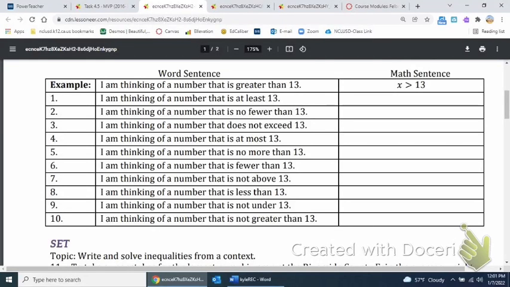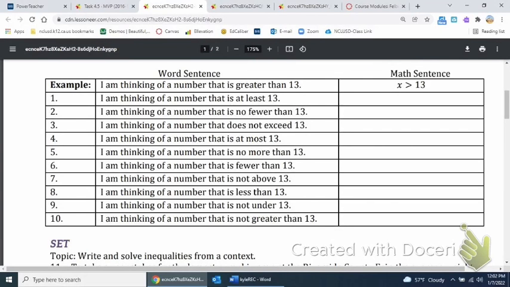If you're looking on the Ready, Set, Go here, do you guys see this table? They're giving you a sentence in words, okay? And then they want you to translate it into a math sentence. Okay, let me pause the video. All right, so we're trying to translate from English to Mathlish, basically.